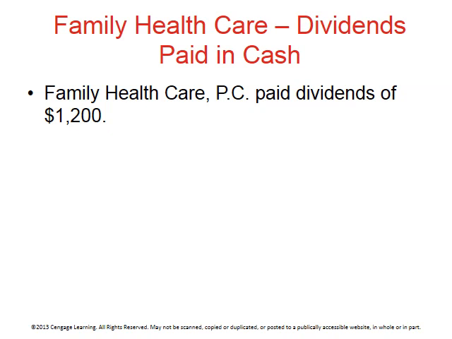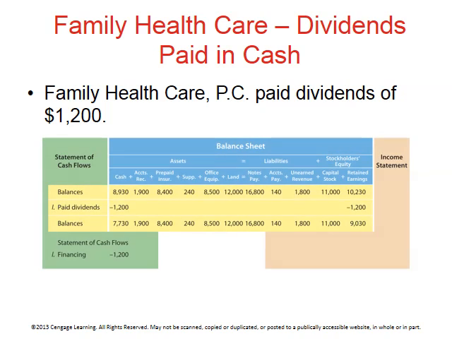And now finally we paid dividends of $1,200. So with dividends, cash is going out the door for $1,200. And then we know dividends reduce our retained earnings by $1,200.